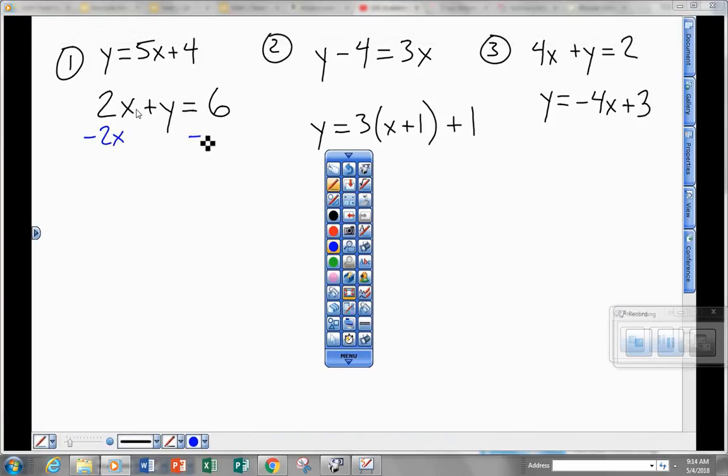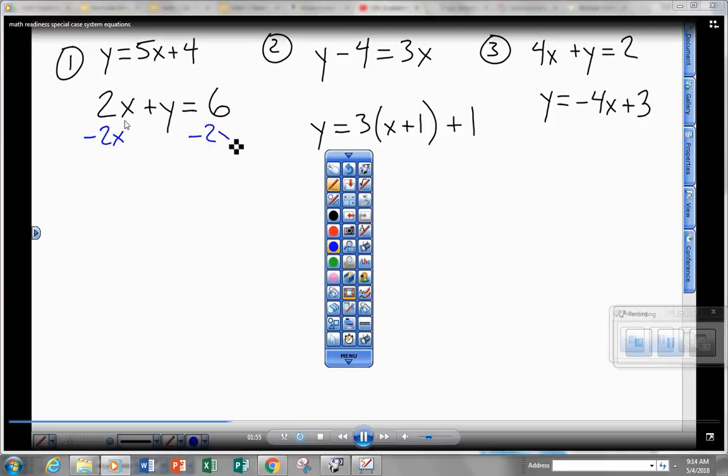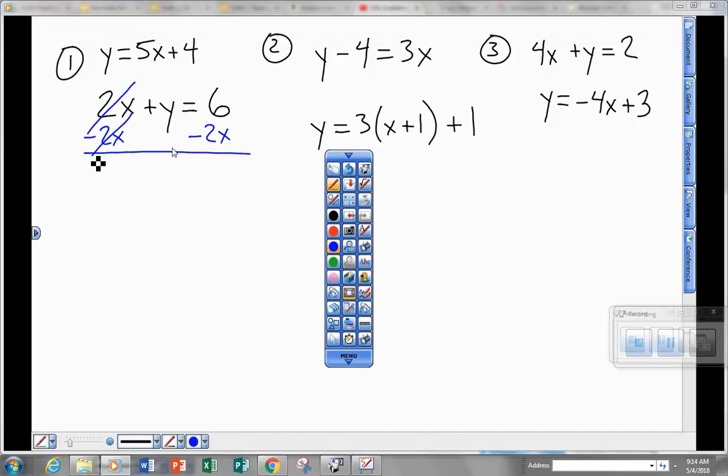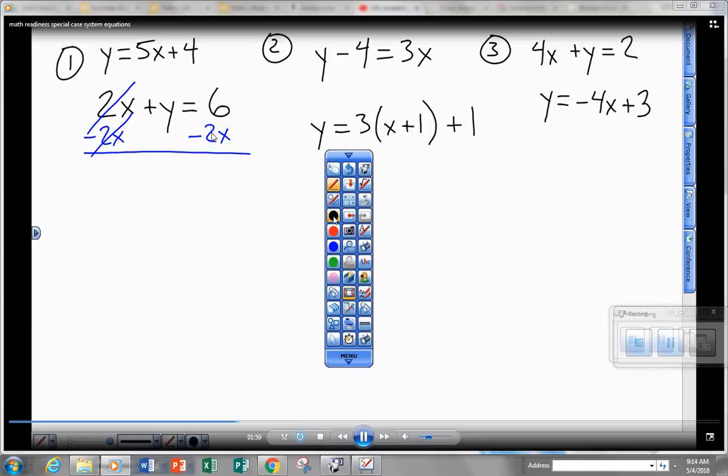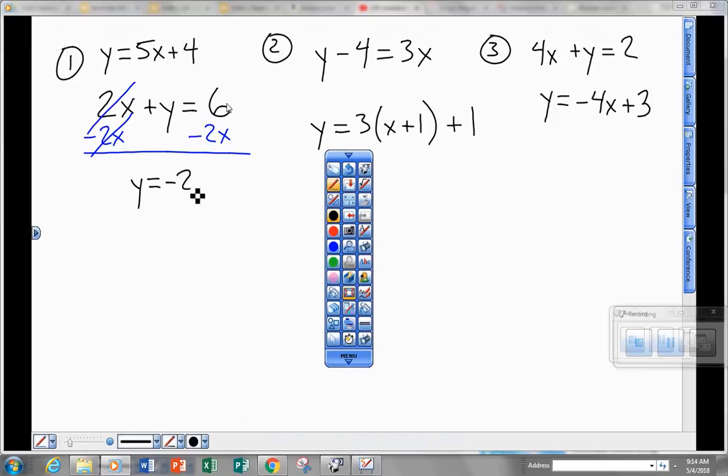So to get that y by itself, I eliminate this 2x. I subtract 2x on both sides. So that gives me y equals, do not subtract these because these are unlike terms. That gives me y equals negative 2x plus 6.